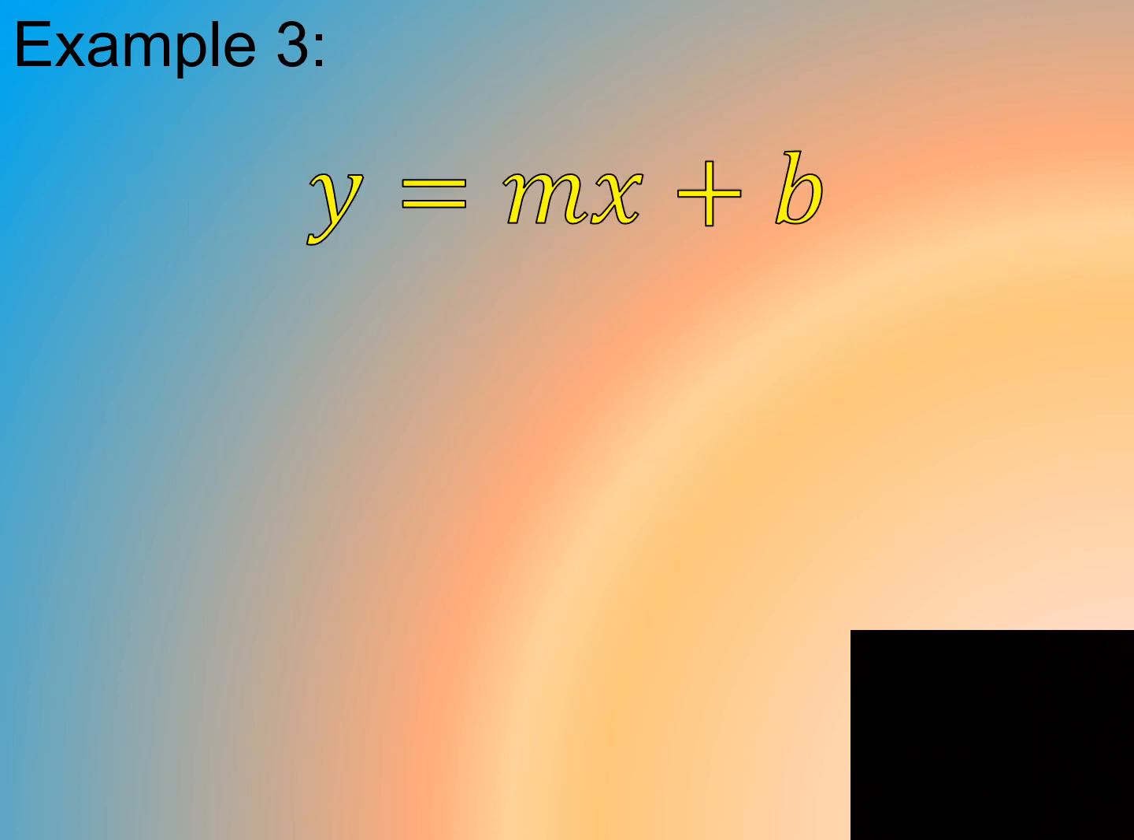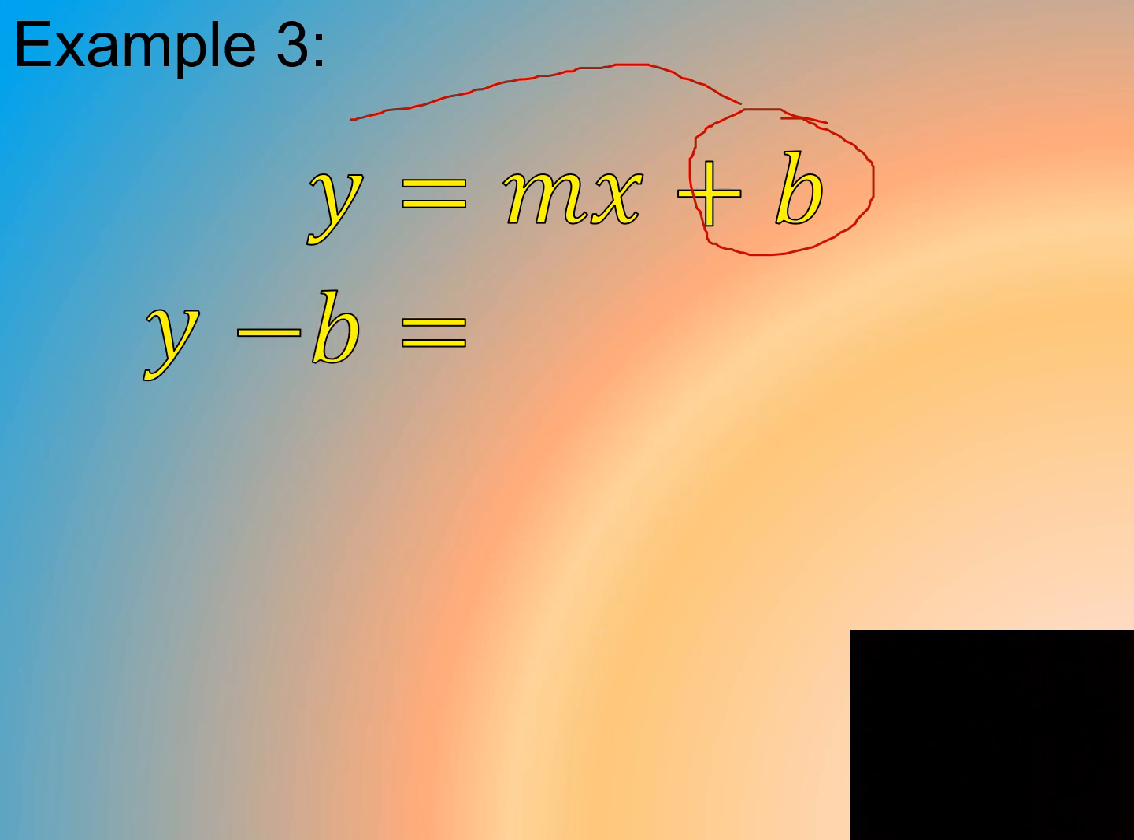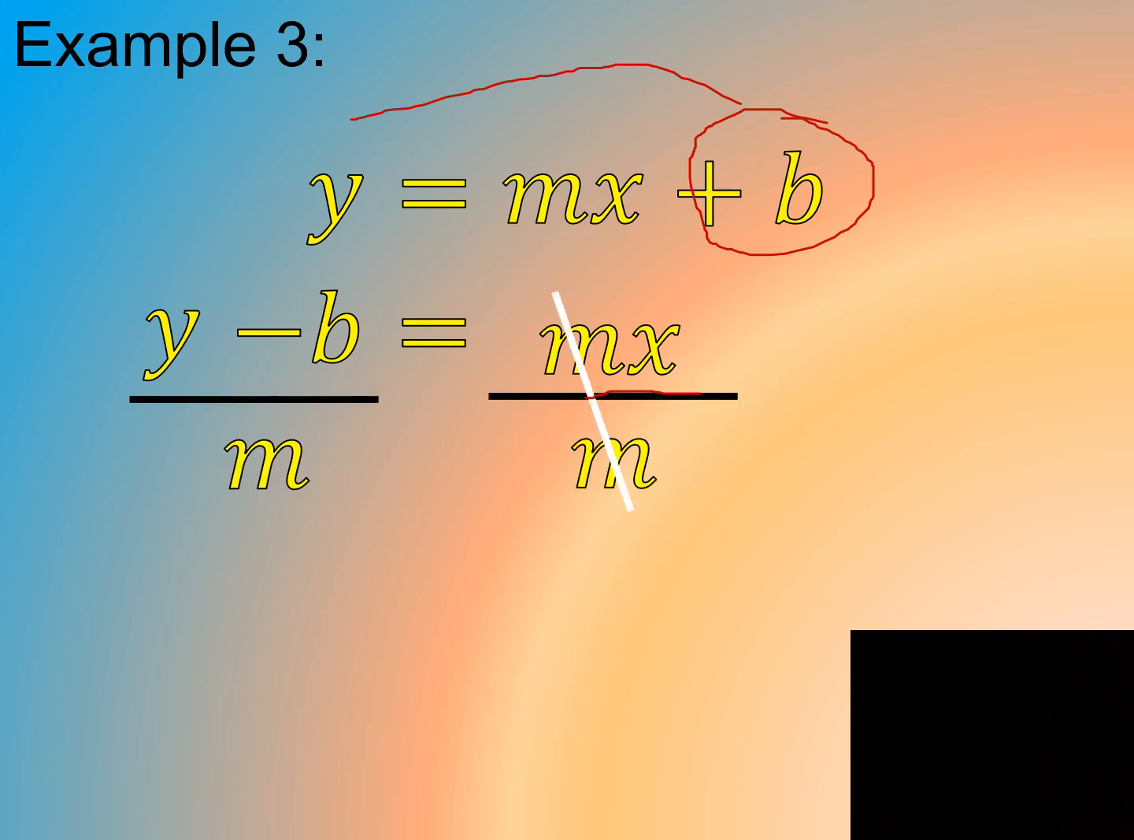Another example, y is equal to mx plus b. If we are asked to solve for the value of x, we first need to transpose positive b to the left side. That will become negative b. Next, we also remove what's beside x, and that is m. To do that, we need to divide both sides of the equation by m. So we cancel m and m. What's now left on the right side is x. So x now is equal to y minus b divided by m.